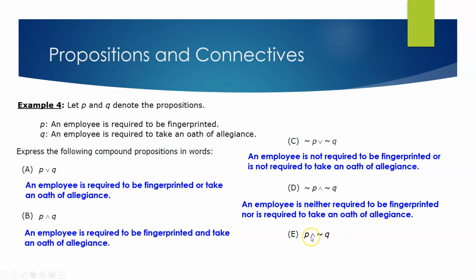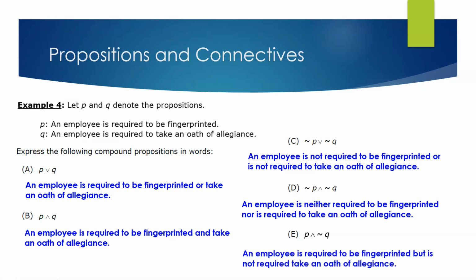And this last one down here, P doesn't have the tilde on it, Q does. There's an and statement between them. That means P, an employee is required to be fingerprinted, and an employee is not required to take an oath of allegiance. But you can also state that as an employee is required to be fingerprinted but is not required to take an oath of allegiance. Now these are requirements, so whether or not it'll happen, it's a different story, but we're talking about requirements here. And that is the end of this example.